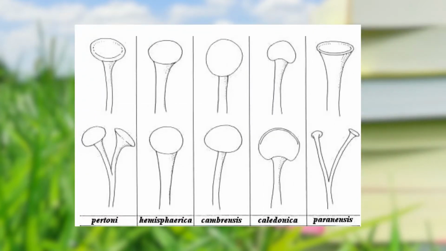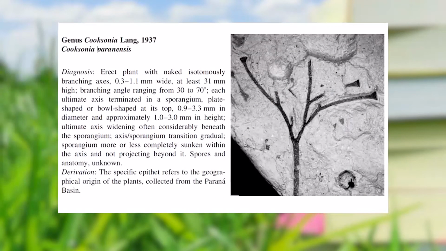Here we are seeing the different types of sporangia. The figures are given here. Here I have given a picture of the fossil. You can easily see how this Cooksonia looks when it is present in its fossilized form. And this is the description of this particular Cooksonia.